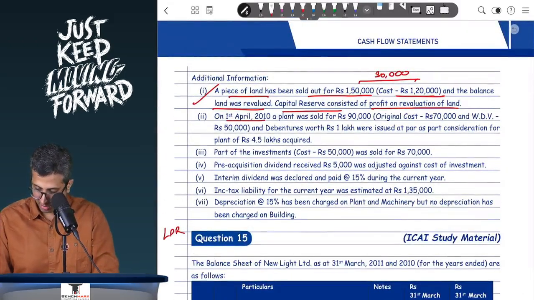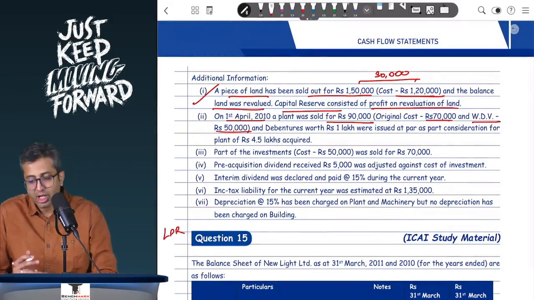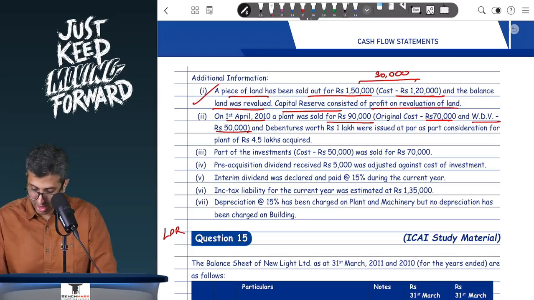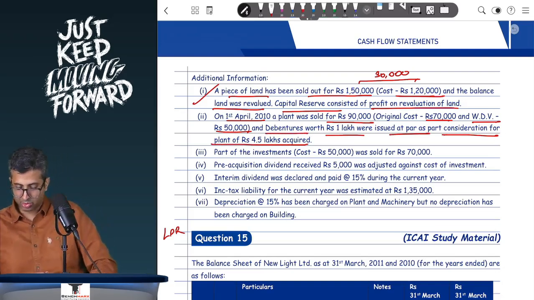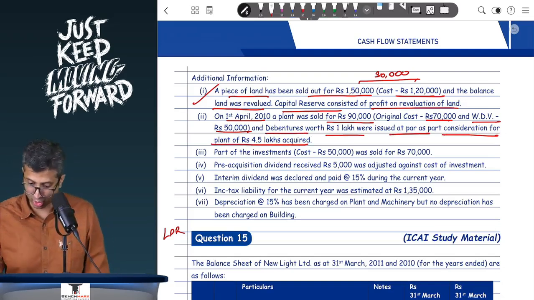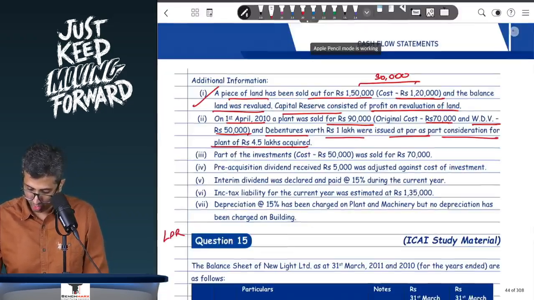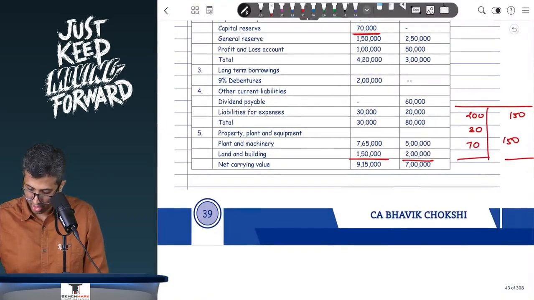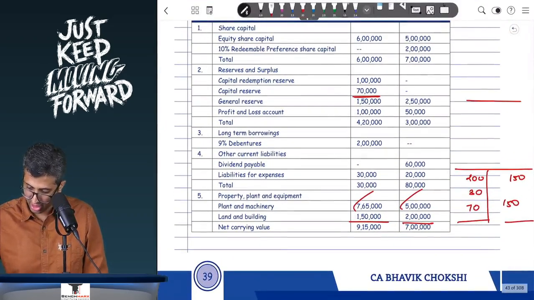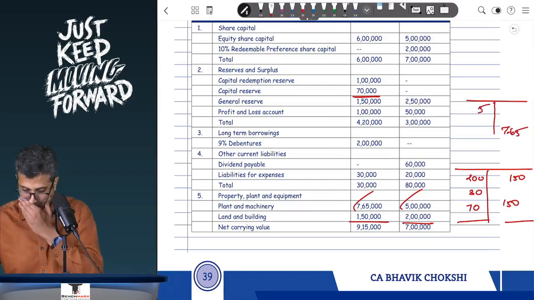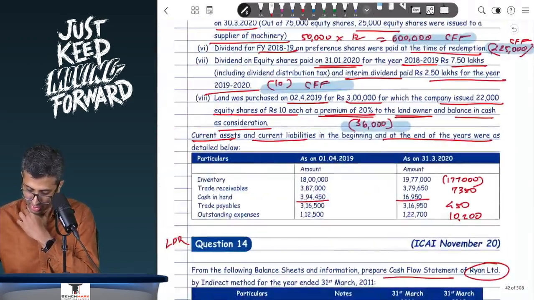On 1st April, a plant was sold for 90 with the original cost of 70 and WDV of 50. So maybe this is sold at a profit of 40,000, and debentures worth 1 lakh were issued at par as part consideration for plant of rupees 1.5, 4.5 lakhs acquired. So there are two transactions. In my plant account, what is my opening balance in my plant? 5 lakhs. Closing balance is 7,65,000. If I look at plant, maybe plant gets depreciated as well.